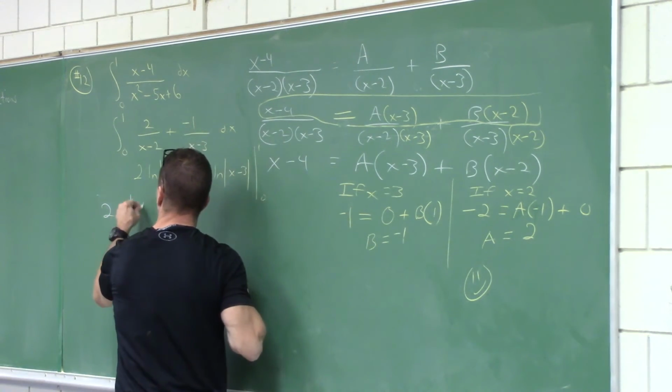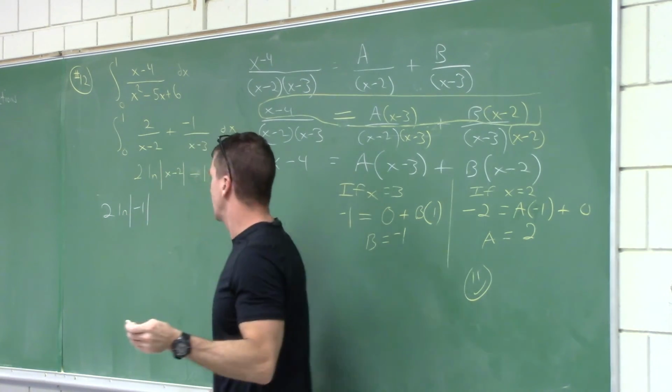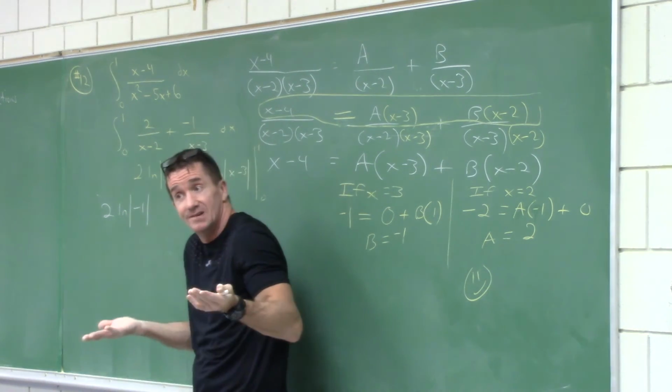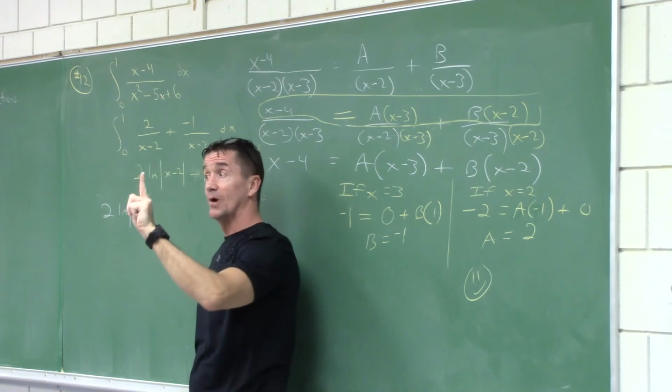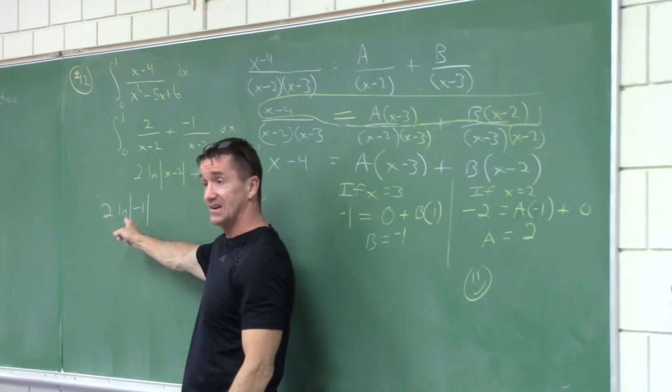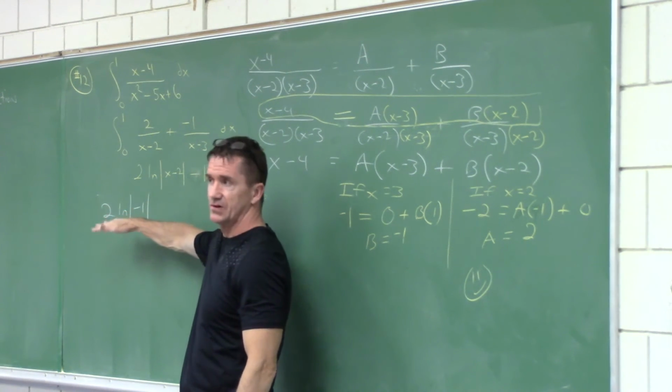It's -1, but there's bars around it. What's the absolute value of 1? I mean, what's the absolute value of -1? Anybody know the natural log of 1? All right, cool. That's going to turn into 0. I'll leave it like that. This is just for your notes.